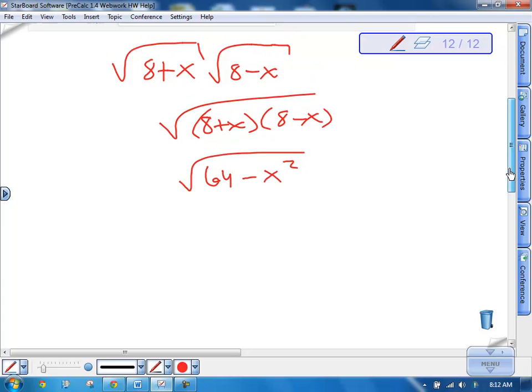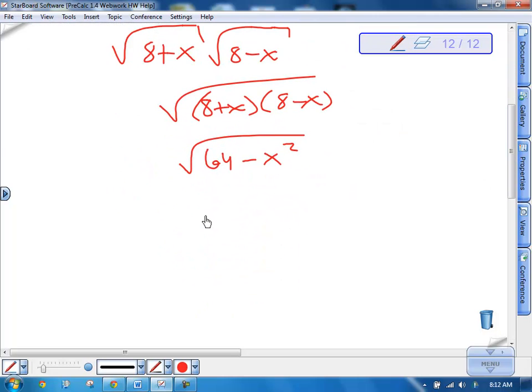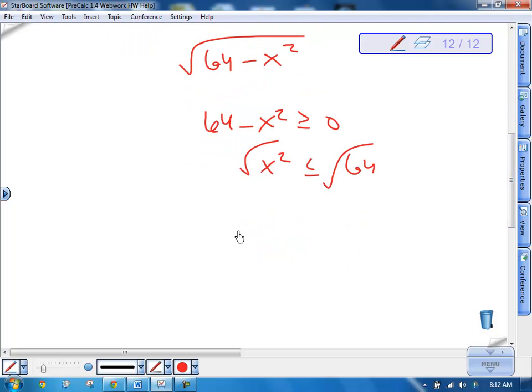So they just want the domain of this though. So we want to take 64 minus x squared and set it greater than or equal to 0. So subtract 64 from both sides. And then multiply through by a negative 1, which changes the sense of the inequality. And then we'll square root. So we got, when we square root, this is the tricky part, we get x is less than or equal to 8, or x is greater than or equal to negative 8.